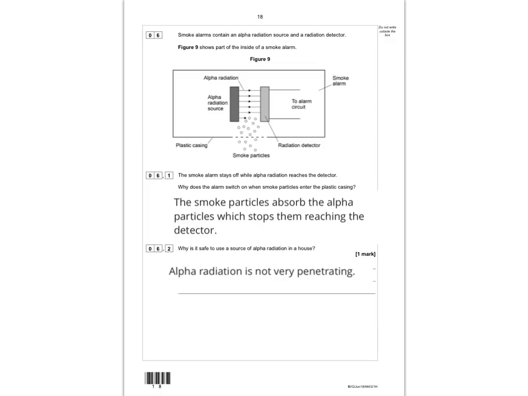So you can see the mark for this one is that alpha radiation is not very penetrating. As I said, you could have the idea that alpha radiation doesn't penetrate plastic, it doesn't penetrate skin.